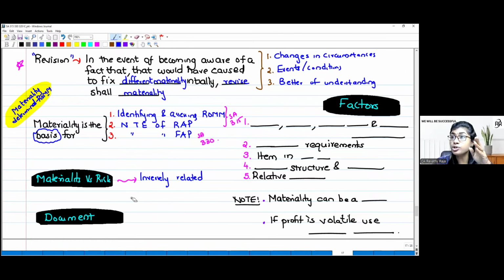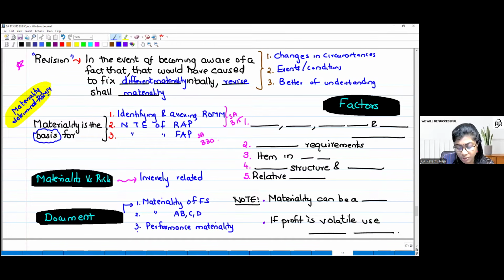Danya, don't forget to document what she will document. First, 2 lakh. What is 2 lakh? Materiality of FS. Will materiality of balance sheet, P&L, notes be the same? Different software is available to fix materiality. It's called CAT. So materiality with respect to account balance, class of transaction, disclosure. Then aggregate materiality, performance materiality. Now Danya, if there are any changes, you have to document that also.